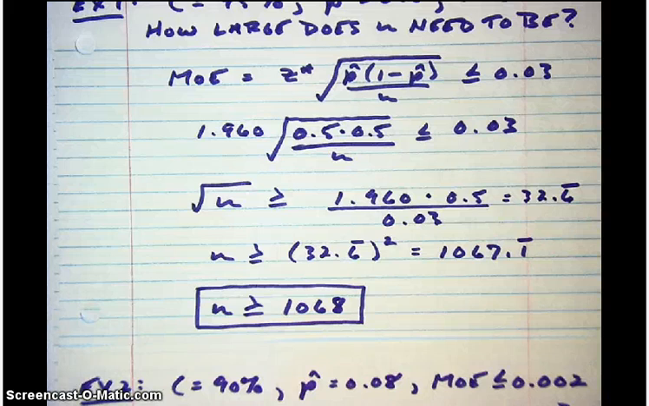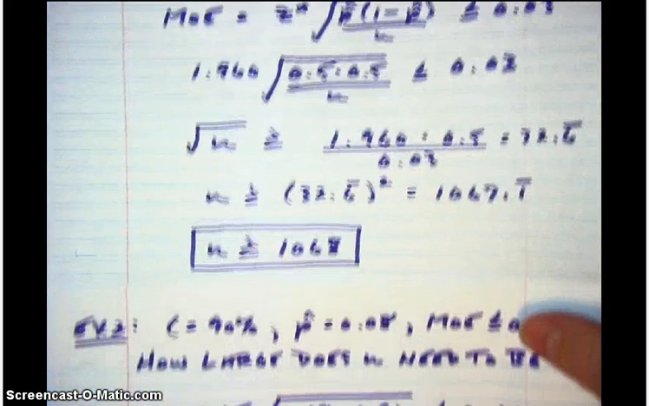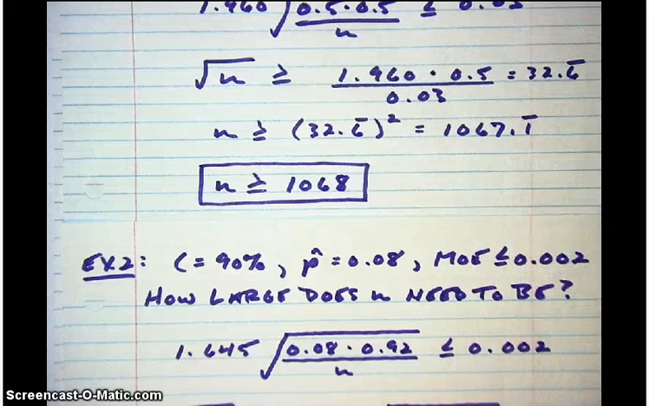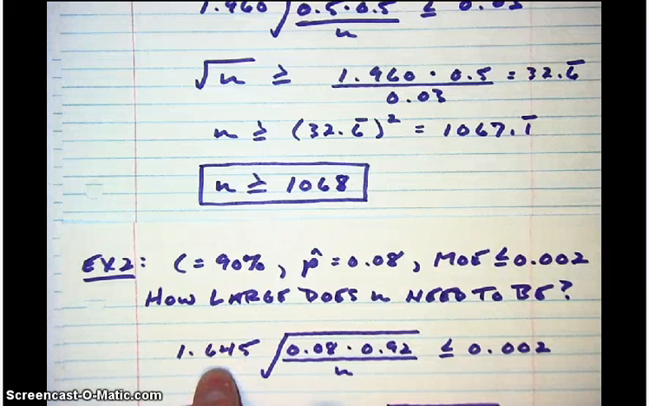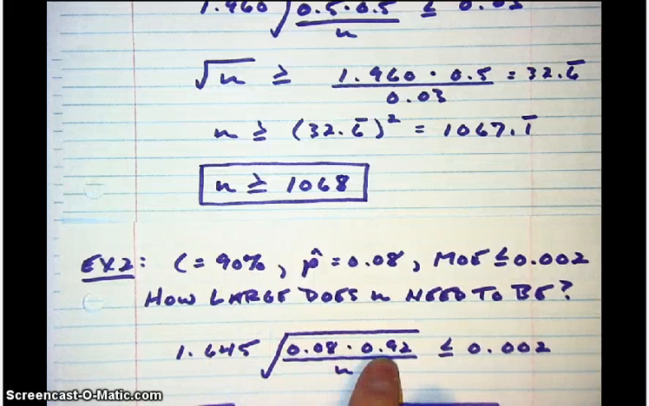Another example. Suppose we want 90% confidence, and we know from prior experience that p hat is about 0.08, and we want a margin of error of less than 0.2 of 1 percentage point, that is less than 0.002. We can figure out how large our sample size needs to be. We just plug everything in that we have up here into our margin of error formula. We're going to use 1.645 for our z star for 90% confidence, 0.08 and 0.92 for p hat and 1 minus p hat, and we're going to solve this for n.